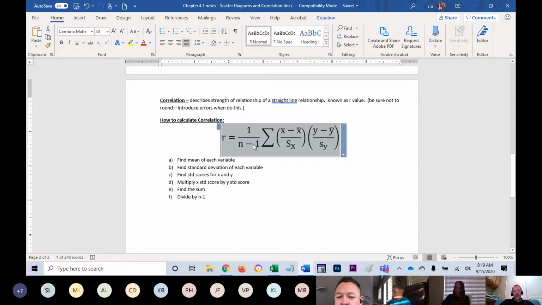R equals 1 over n minus 1 times the sum of the product of x minus x bar over s sub x times y minus y bar over s sub y. Let me just look at what's in this parentheses here for a second. Does that formula look really similar to another formula that we've introduced in chapter 3?